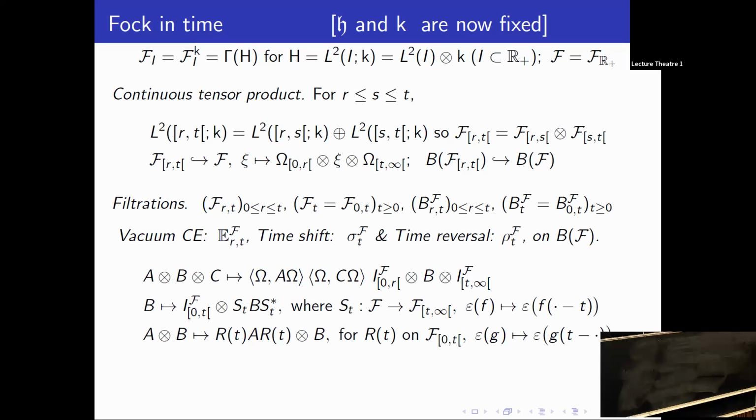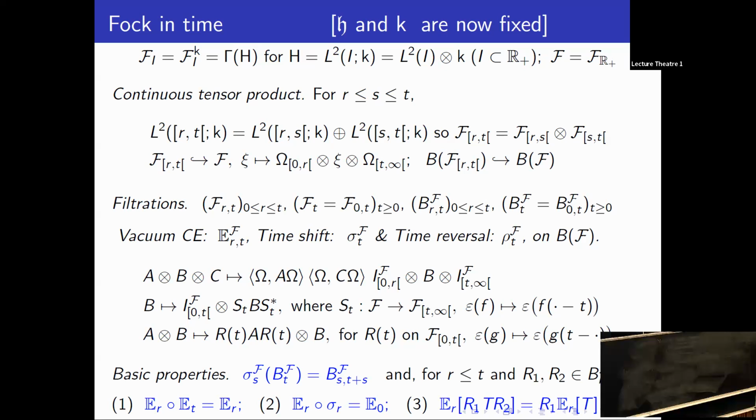What else do we have? Well, we have conditional expectations here onto these subalgebras. Conditional expectation with respect to the vacuum state. We have shifts, time shifts, sigma. And we also have time reversal on the interval 0 to t. So these are defined in very natural, second quantized ways, effectively. So this is all part of the structure we have.